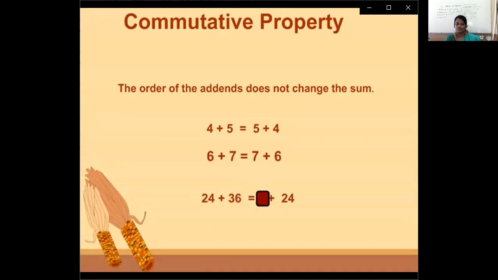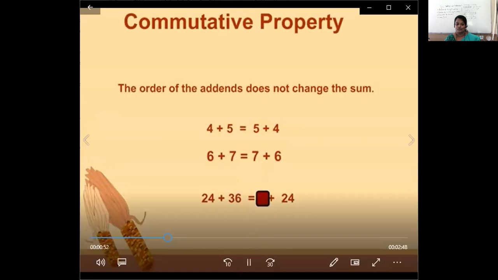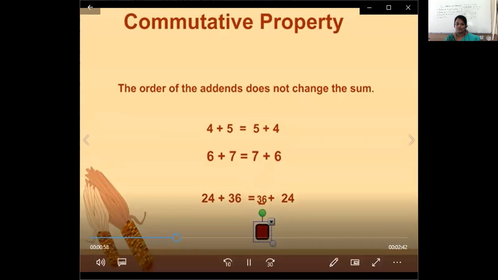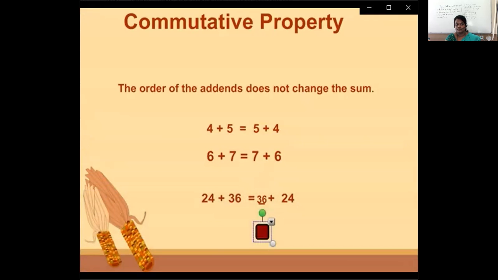Here we have 24 plus 36. What do you think is in the box? You're right, 36. The commutative property just switches the order of the addition. It does not change the sum at all.